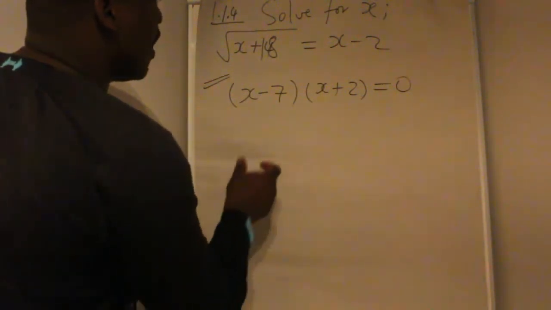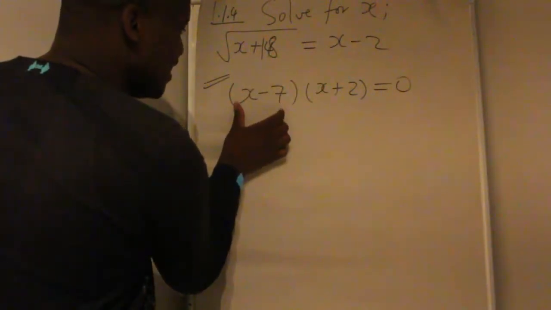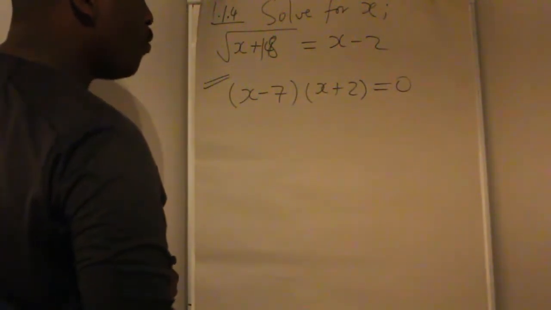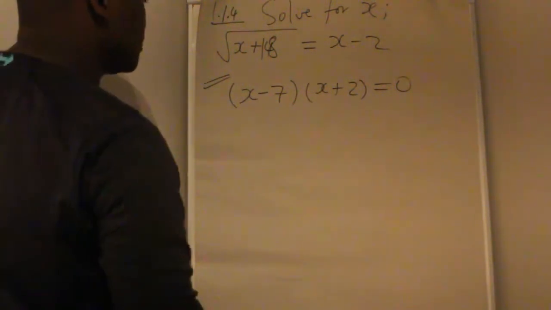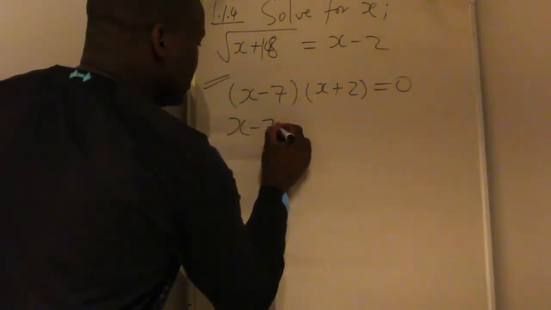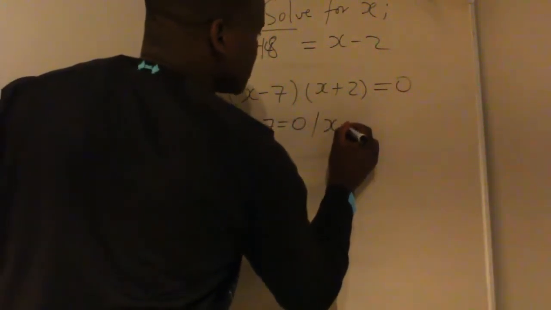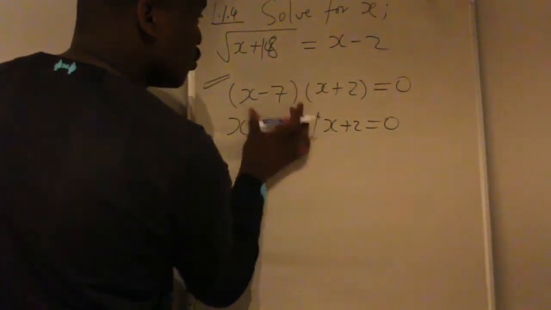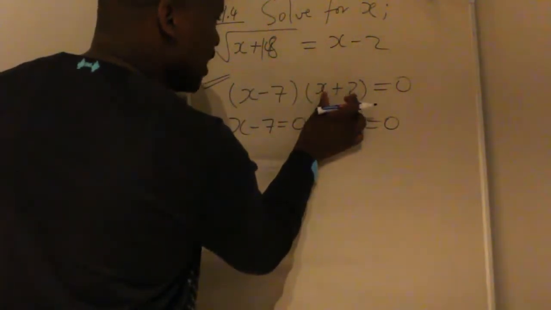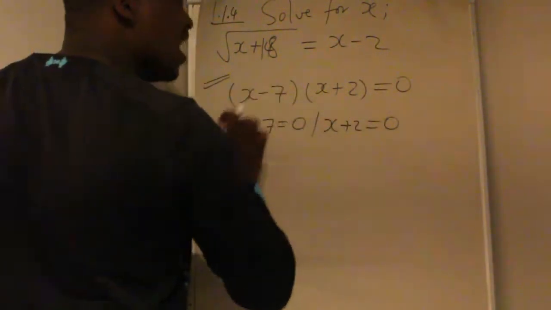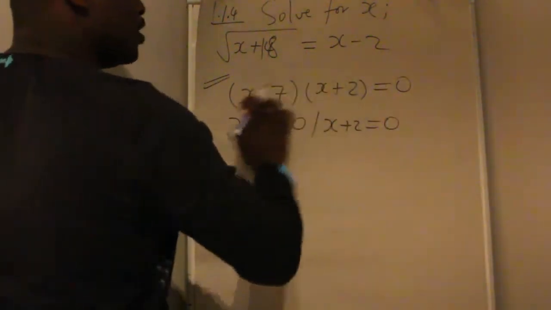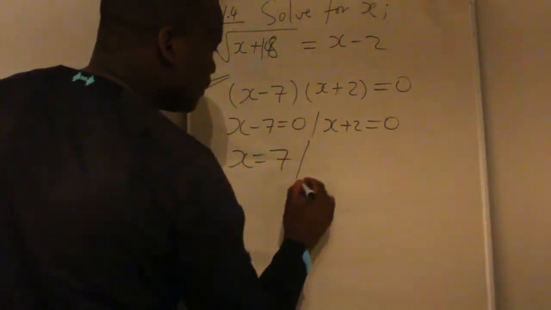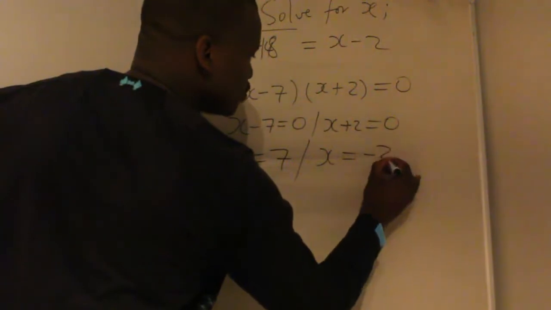When you're here, you want this side to be 0. At least one of the brackets should be 0: this part should be 0, or that part should be 0. What should be the value of x to get this? You say x minus 7 is equal to 0, or x plus 2 is equal to 0, to get the entire product to be 0. So we have x is equal to 7, or x is equal to minus 2.